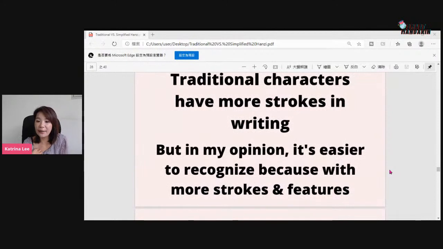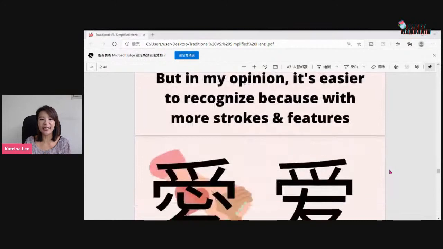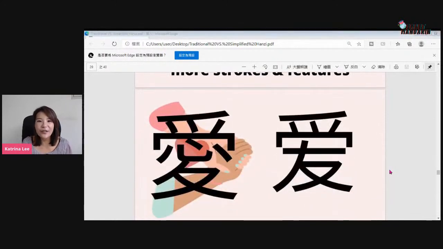But in my opinion, it's easier to recognize, because with more strokes, you have more features, you have more clues to recognize the character. Also, you get to know the origin of the character. In my opinion, you can have your own opinion. That is okay. I'd also like to hear and see your opinion later. Now, let's take a look at different examples.